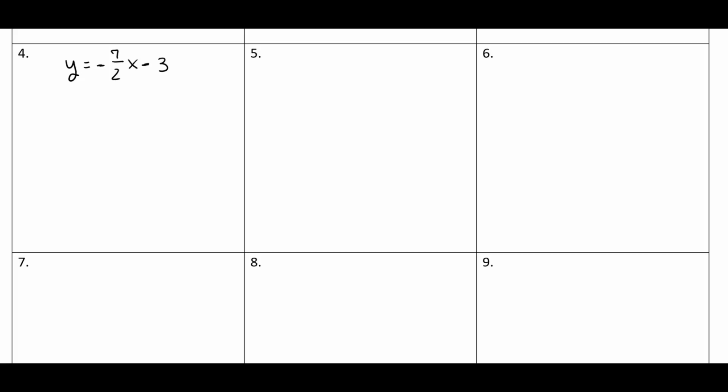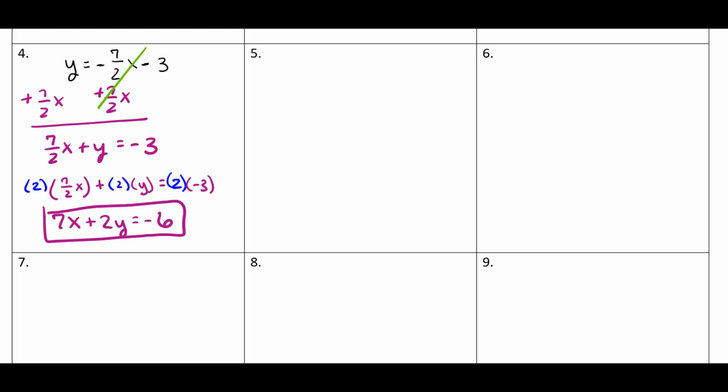So our answer is going to be 7x plus 2y equals negative 6. So you should have first added 7/2 x to both sides. Then you would have multiplied every single term by a 2. So if you got this one correct, if you'll give yourself a little smiley face at the bottom, if you got it wrong, if you'll give yourself a little frowny face so that we know we need to talk about this tomorrow, and then go ahead and get the right answer down.